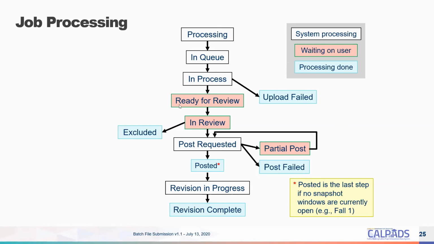Ready for review is orange because we're waiting on user interaction. You have to review the files. The rejected and the pass records, you can either post or exclude records. Once you have started reviewing the file, you have two actions. You can either exclude the records or you can post the records.